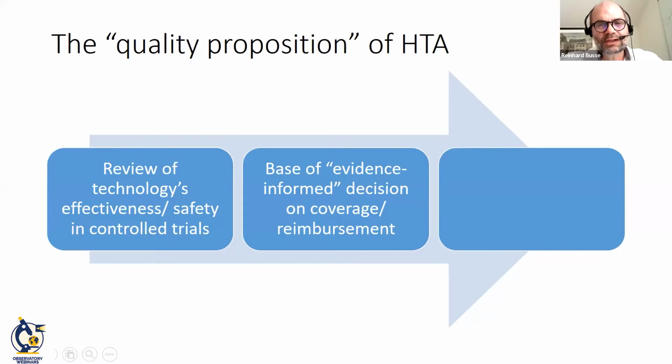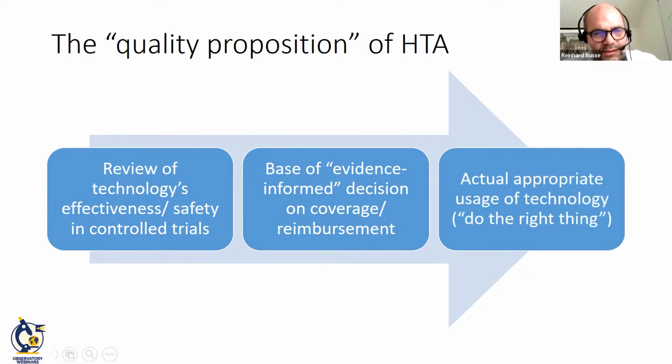And remember, there is a close link between accessibility and quality, because accessibility means that people are covered and that technologies are covered, and then there's not too high cost sharing. So this is the second bit, but still, this does not directly influence the quality of care. Based on this decision on coverage and reimbursement, we are hoping, and this is a big question, how much do we see this, that we influence the actual appropriate usage of the technology. So one of the two important components of quality, do the right thing: that physicians, other health professionals, and patients choose the right technology. The second element of quality would be do the thing right, which is not meant here primarily. Then we go into complications by surgeons and so on.